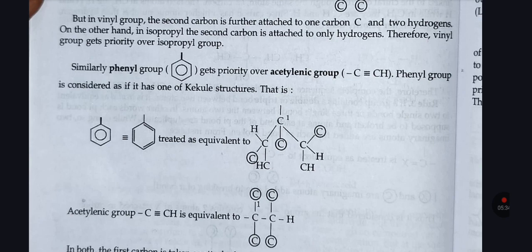Similarly, the phenyl group gets priority over the acetylenic group. The phenyl group is considered as if it has one of the Kekulé structures.